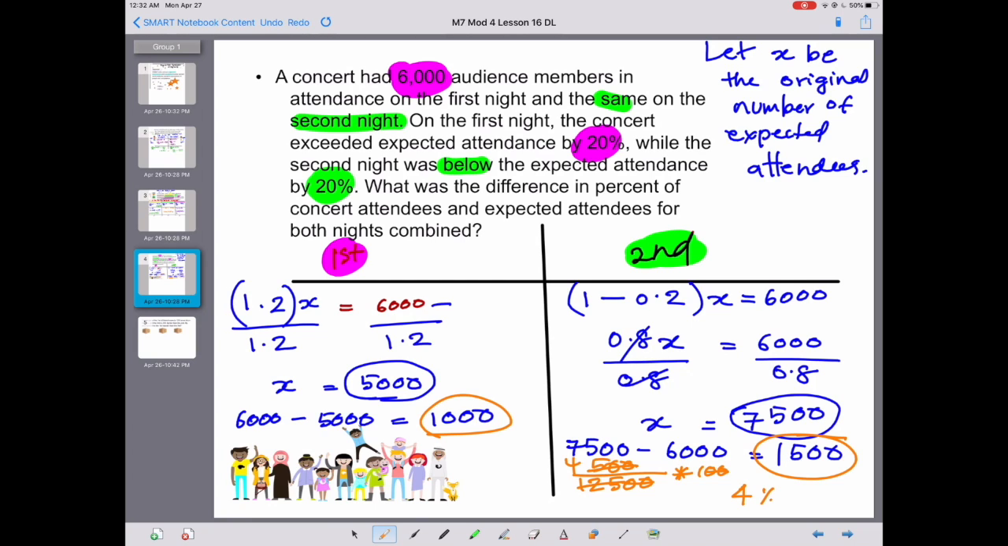4%. I would get there's a 4% difference between the attendees and the expected. There's a 4% difference.